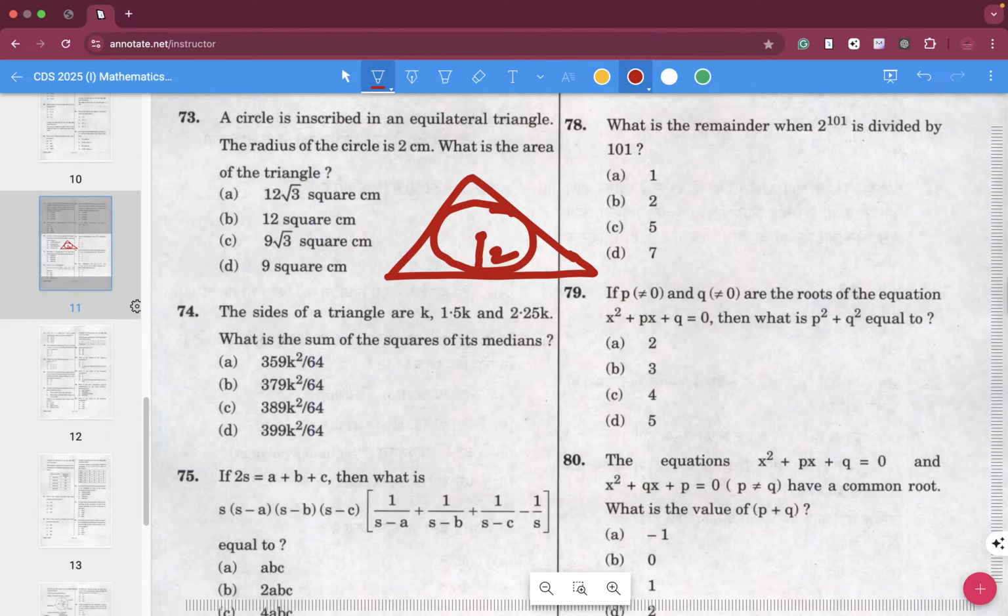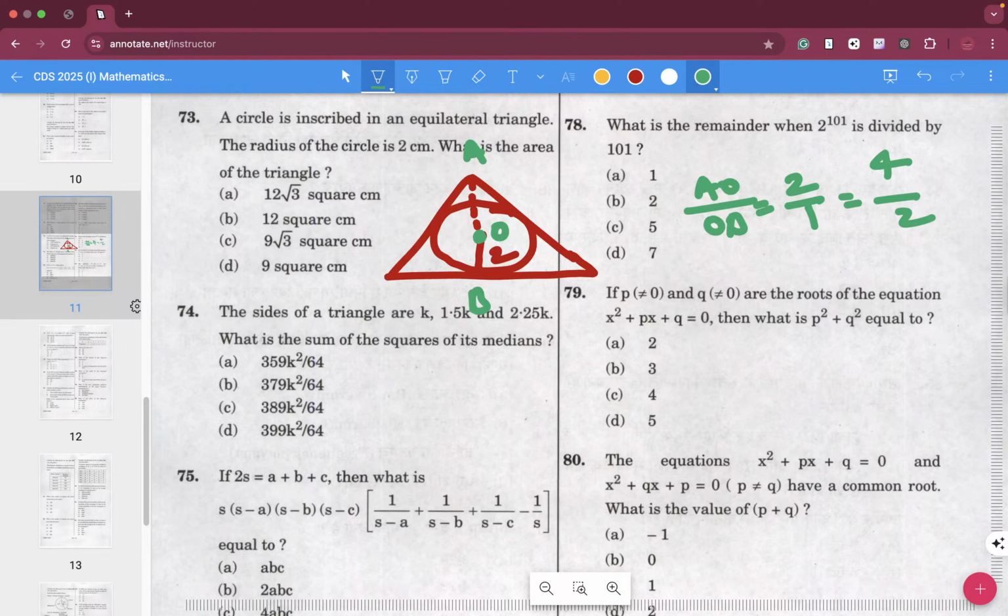They are saying the radius of the circle is 2. For an equilateral triangle, we know if you draw a line from the vertex to the opposite side, the same line is your median, angle bisector, perpendicular bisector, altitude, everything. And the centroid O over here divides the median in the ratio 2:1.